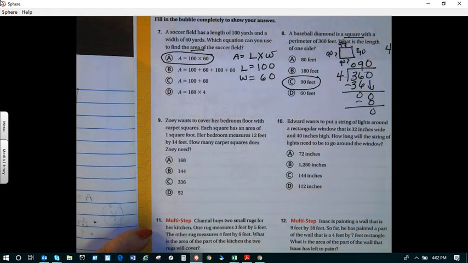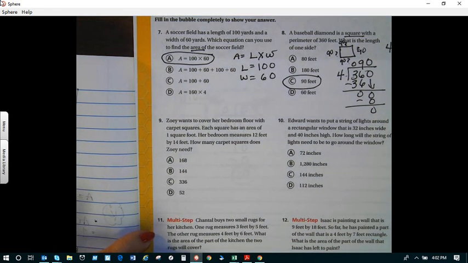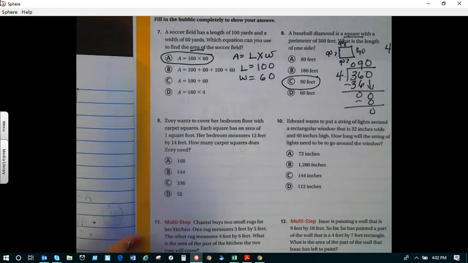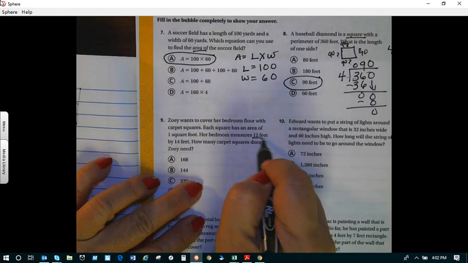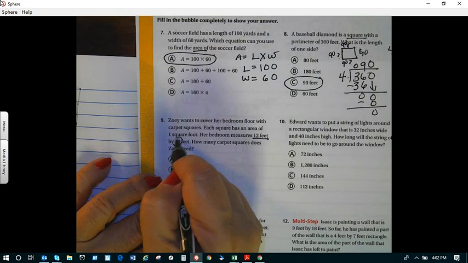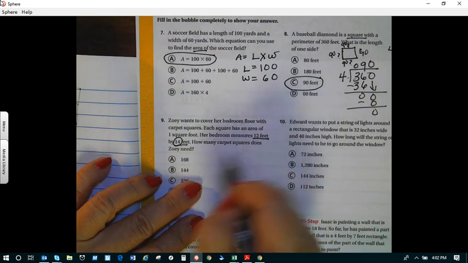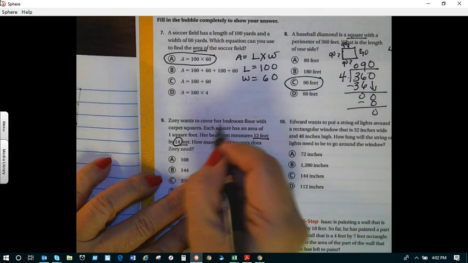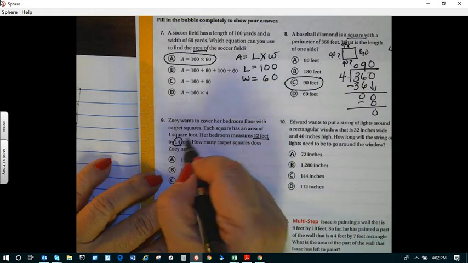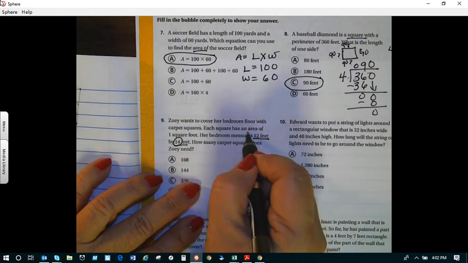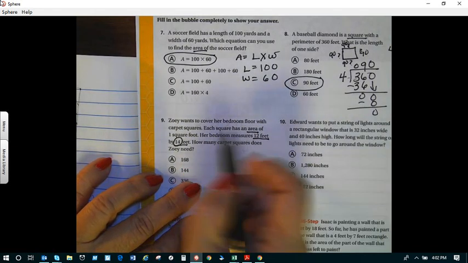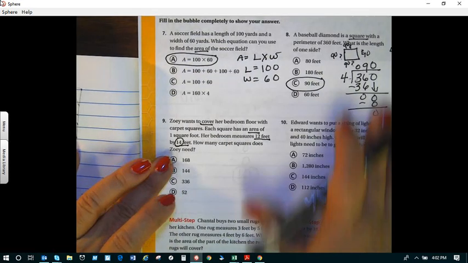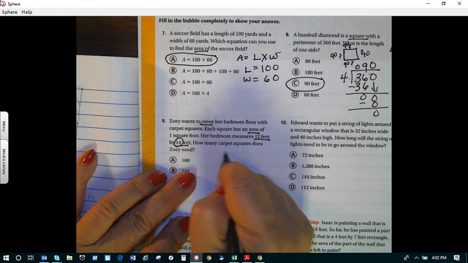Zoe wants to cover her bedroom floor with carpet squares. Each square has an area of 1 square foot. Her bedroom measures 12 feet by 14 feet. How many carpet squares does Zoe need? Okay, so we're looking for the area because she's covering this whole floor. That's the area. So I'm going to draw out a little picture.